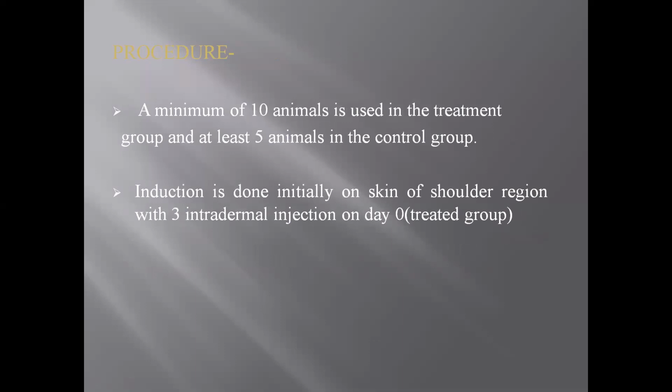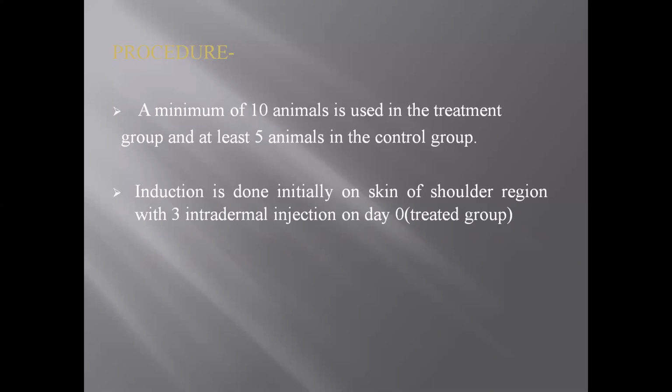Now coming to the procedure of the guinea pig maximization test. So first of all, the number of animals. A minimum of 10 animals is used in the treatment group and at least 5 animals in the control group.